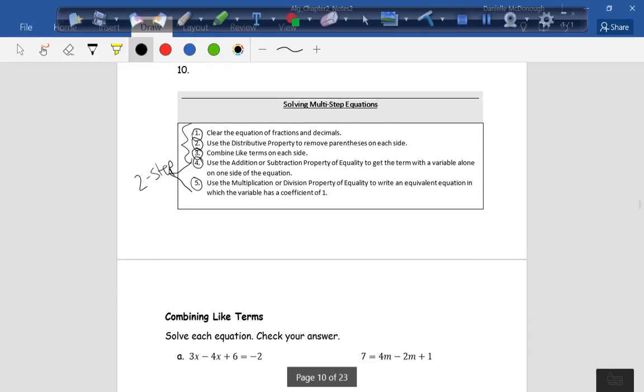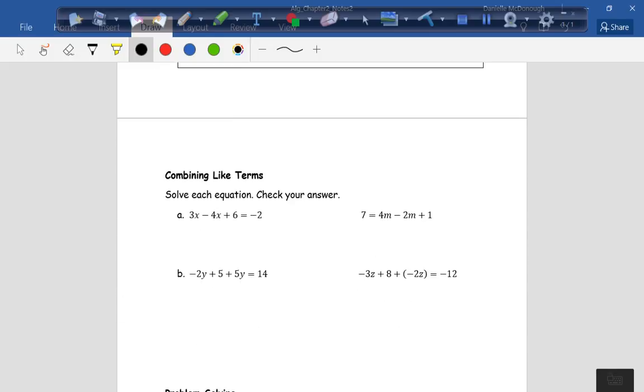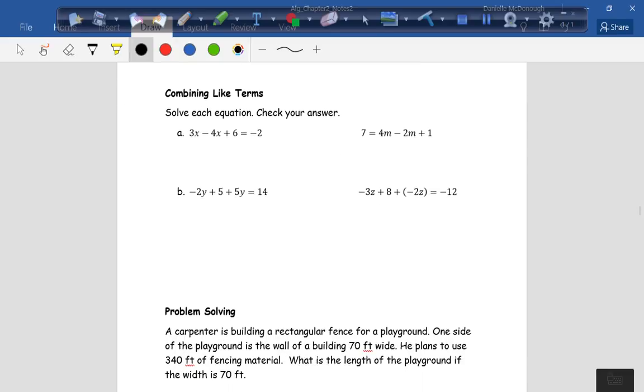No. Okay. So first of all, this first part is just going to focus on combining like terms on each side of the equation and then solving it. So remember, like terms, they have to have the same variable. So if I look at this first example here, here are my like terms. That is what I'm going to combine together. So I have 3x minus 4x. And when I combine those, I get negative 1x plus 6 equals negative 2.